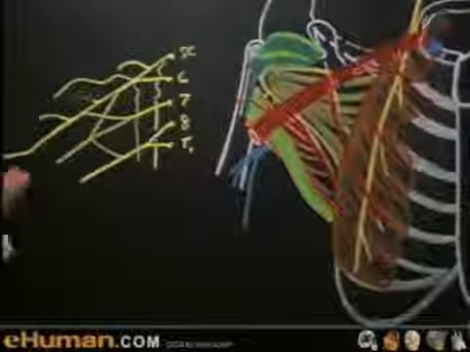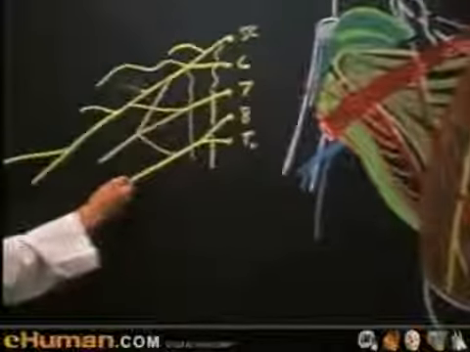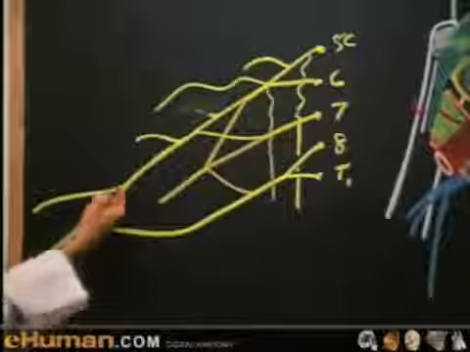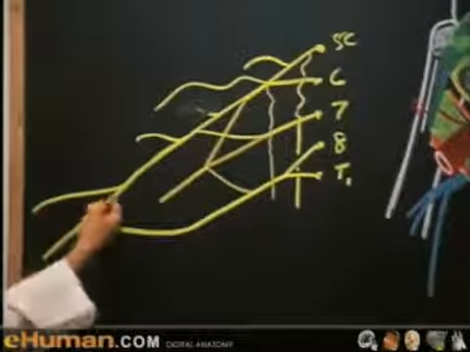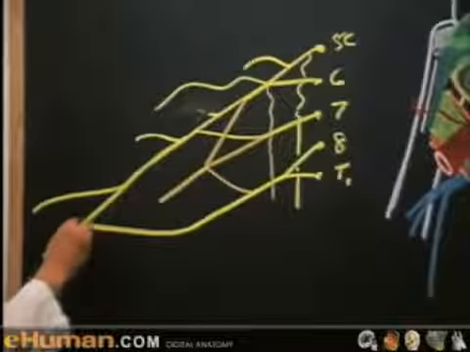and the remainder of this lateral cord comes on down and becomes the musculocutaneous nerve and the lateral root of the median. The medial root of the median is coming from the medial cord of the plexus. So here we have the musculocutaneous nerve, the lateral root of the median, and the median nerve.